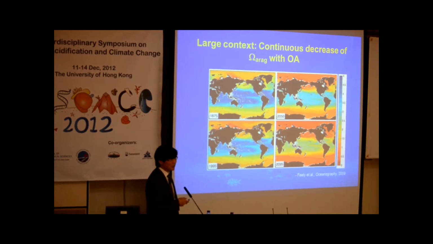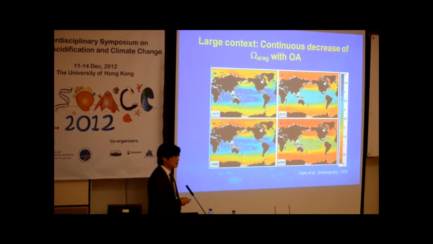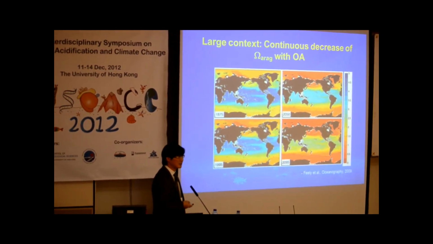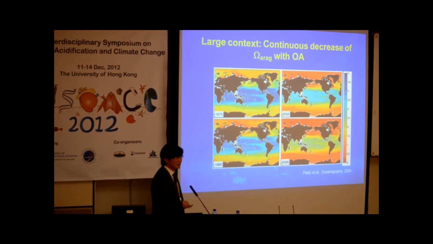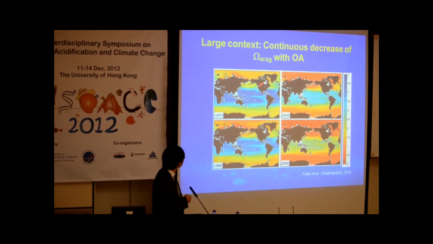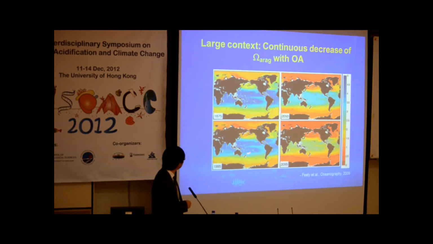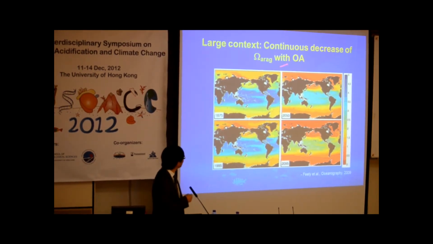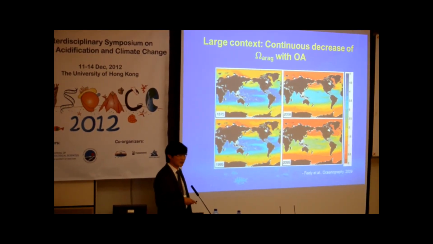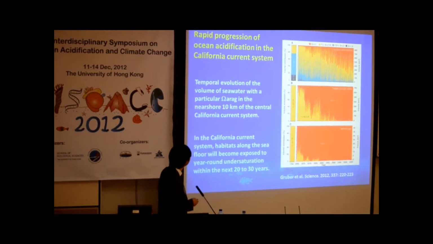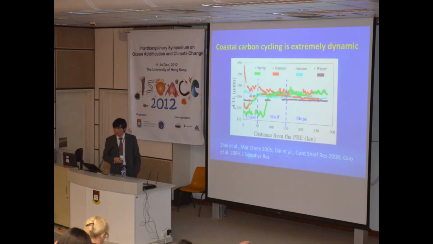One of the things we're most concerned about is the saturation state. That means the capacity for biocalcification. So essentially, we see the pre-industrial era and the decrease of omega. That's the saturation state of calcium carbonate.